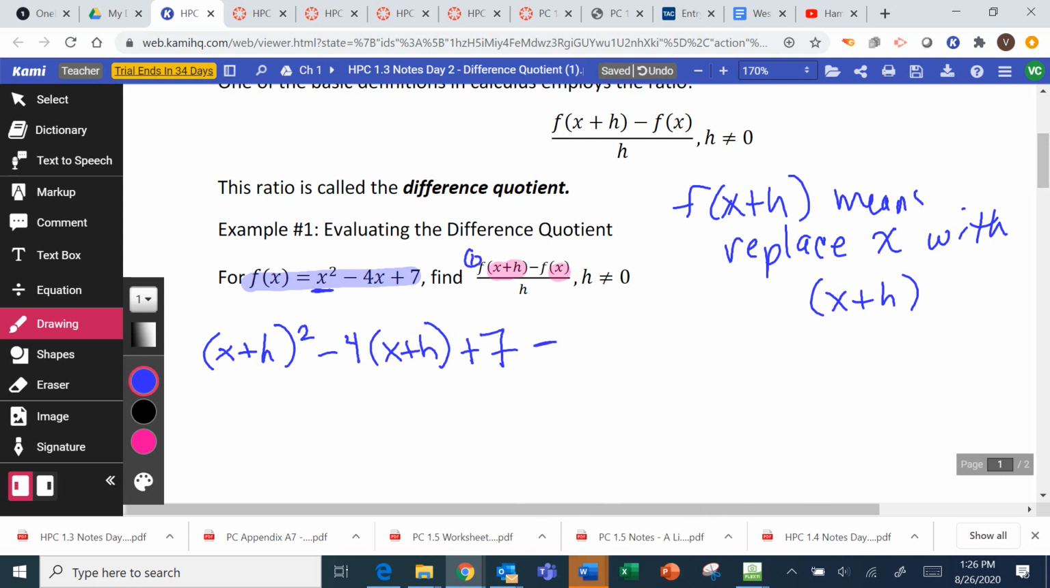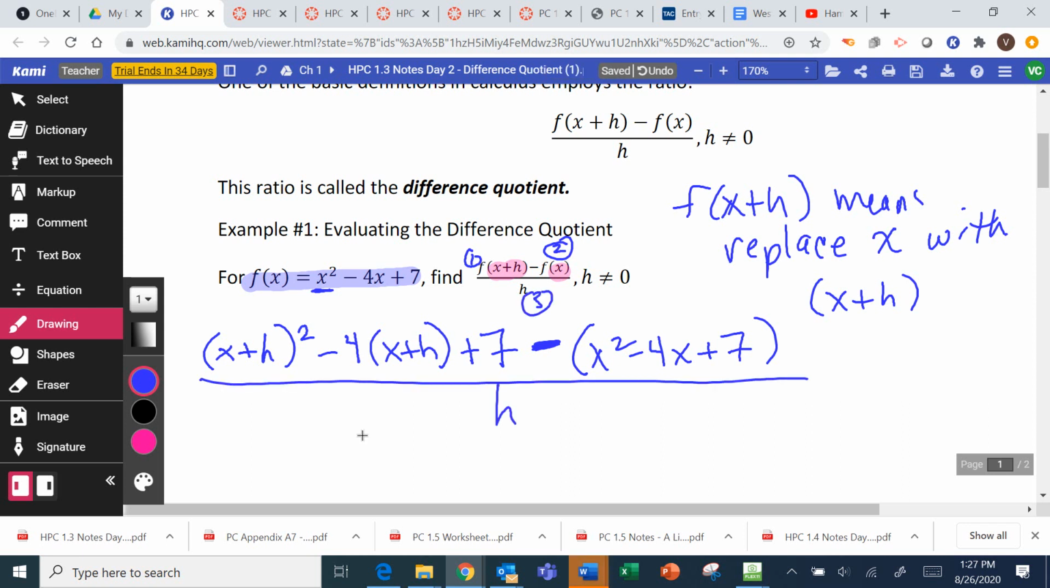Then we have a subtraction sign. And then we have a second part that says do f of x. Well, I already know what f of x is. f of x is x squared minus 4x plus 7. Then the third thing is put it all over h. So those are the directions. It's telling me to plug in x plus h, plug in just x, and then put it all over h, where h is not equal to 0.